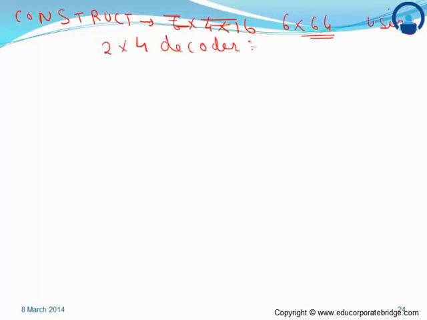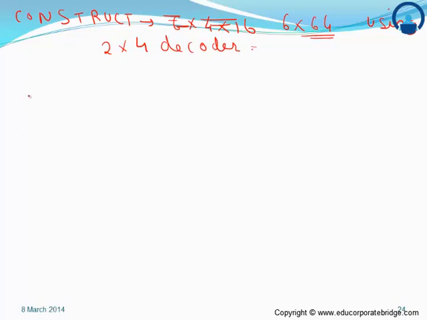Let's take another example of construction of decoders, which is to construct a 6 cross 64 decoder using 2 cross 4 decoders.